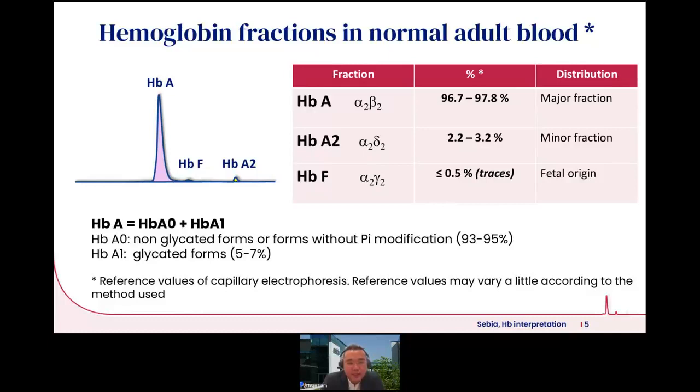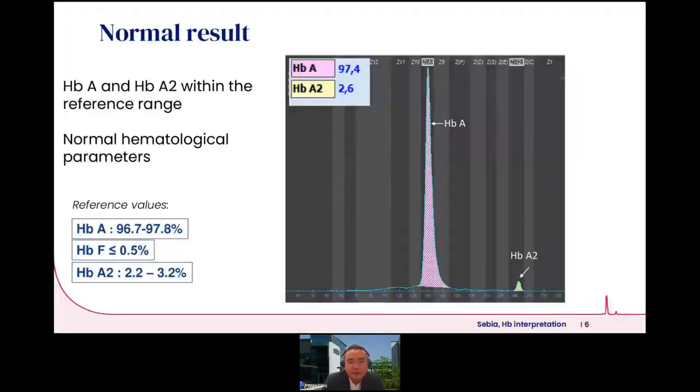Let's look at the hemoglobin fractions in the normal adult. Predominantly, hemoglobin A would be the majority population with a range of about 96.7 to 97.8% major fraction. Right, always remember what the major fractions and the smaller fractions are. Hemoglobin A2 will be the minor fraction with 2.2 to about 3.2%. And there will be traces of hemoglobin F present. And also know that hemoglobin A actually consists of both hemoglobin A0 and also A1, the glycated forms. So this is how the result would look in the capillary electrophoretogram.